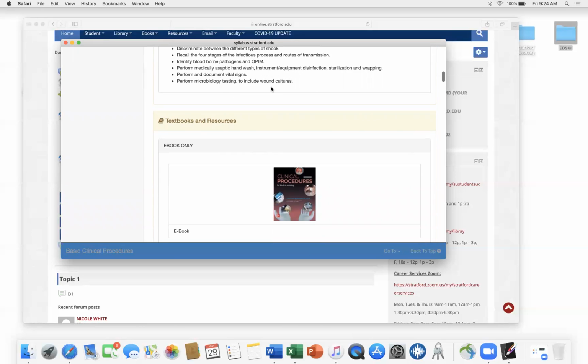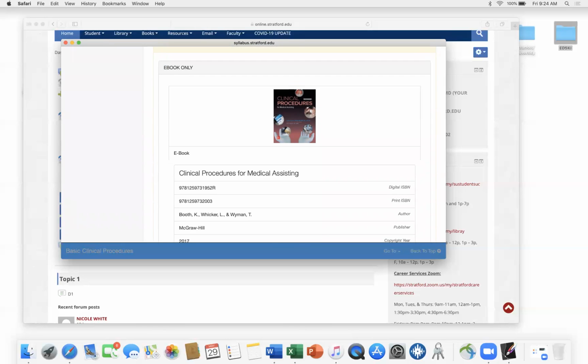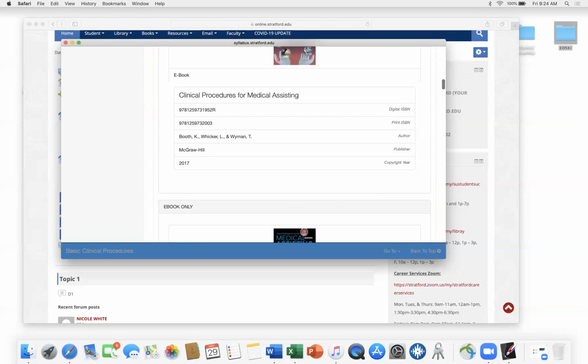So, microbiology testing, I don't think we're going to do that. But if we do, wound cultures is when we're trying to grow some bacteria. But you have an entire class over that, and I believe that's located in another class. But I could be wrong. It's been a year since I taught this class, but I've been teaching this class for forever.